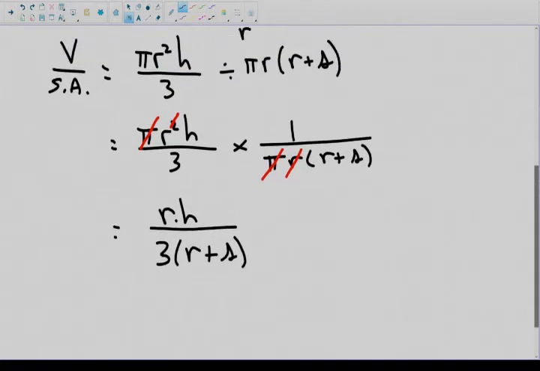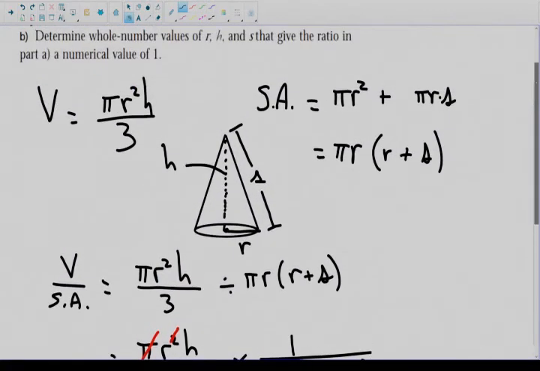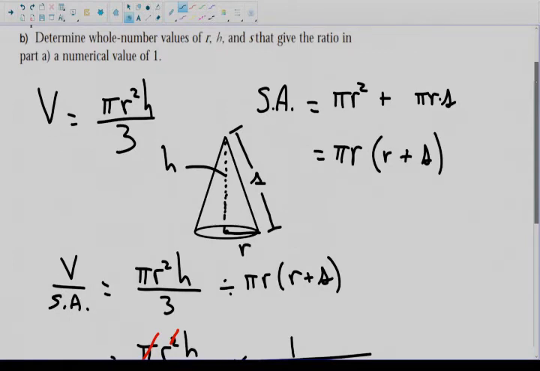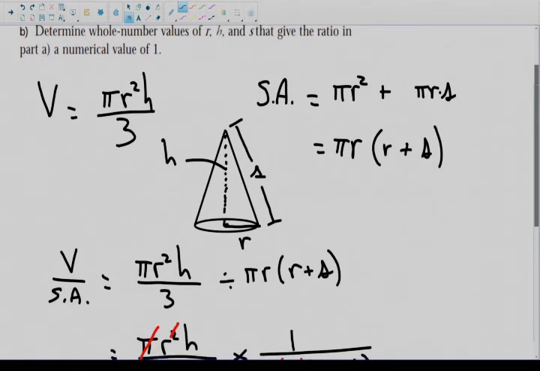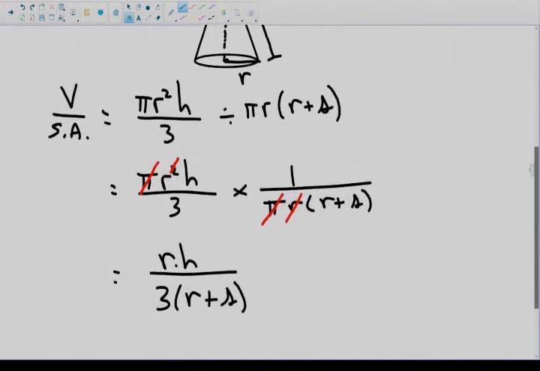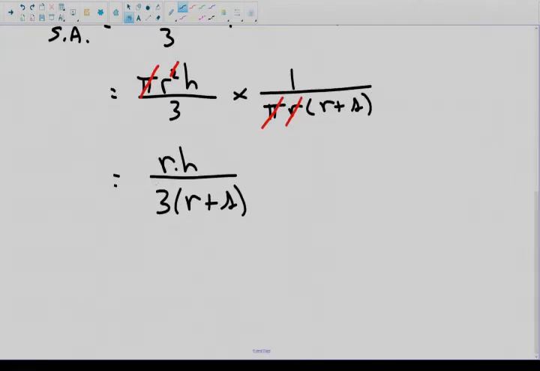Now, I am actually not going to do part B with you. They say determine whole number values of r, h, and s that give the ratio in part A a numerical value of 1. I will start it off for you. If we want this to be equal to 1, that means r times h has to equal 3 times r plus s. So if you work your way through different values of r, h, and s to make sure that this multiplication is equal to that multiplication, then you should be able to figure it out.